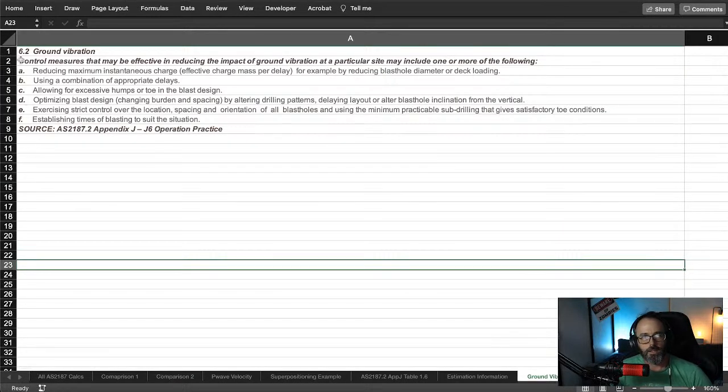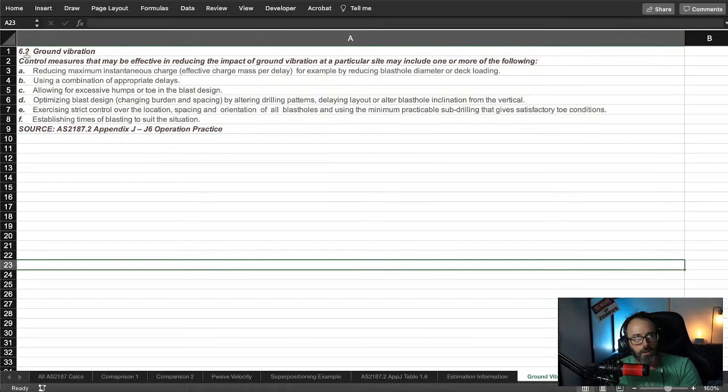They say in 6.2 of Appendix J, so this is what they say about it. Control measures that may be effective in reducing the impact of ground vibration at a particular site may include one or more of the following. Reducing maximum instantaneous charge. So we've done that. We reduced the maximum instantaneous charge. Tick. Using a combination of appropriate delays. Yes, we did. We increased from 17 to 25 on our spacing delay.